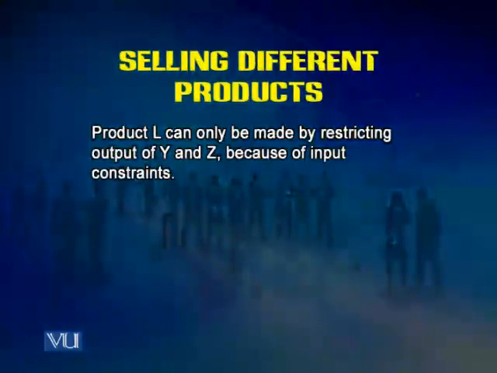Relevant costs are essential, and decisions should be based on relevant cost. So here we need to make a decision on whether or not we should manufacture and sell product L. Product L can only be made by restricting output of Y and Z because of input constraints. The production of product L in our example is going to require material, and it is going to require labor, and of course it is going to require overheads.